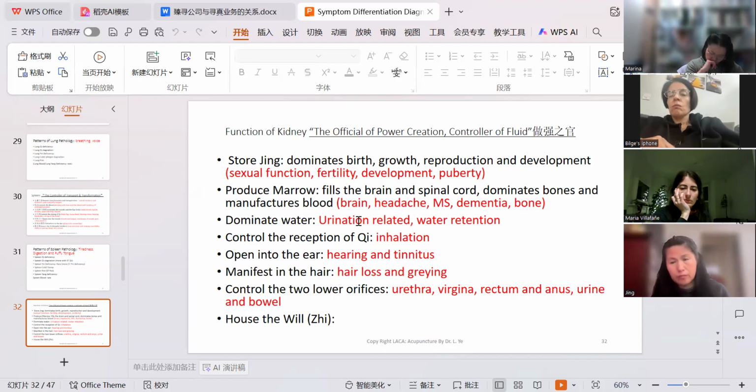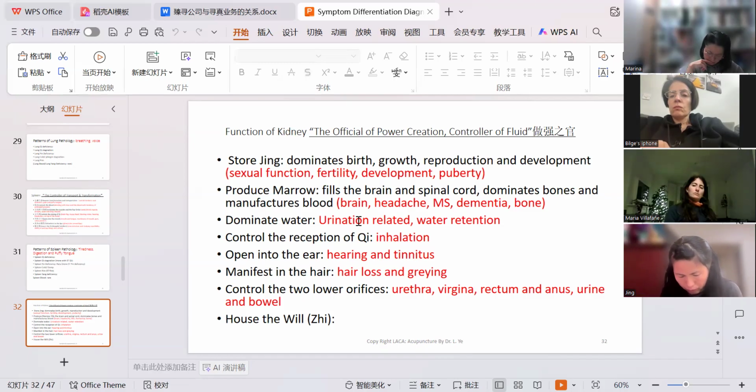Kidney produces the marrow, so it fills the brain and spinal cord, dominates bones, and manufactures blood. Therefore, if there is weakness of the kidney, it could cause weakness of thinking abilities, and generally a feeling of emptiness in the head. It could be dull, mild but persistent and chronic headaches, and dementia, bone problems.